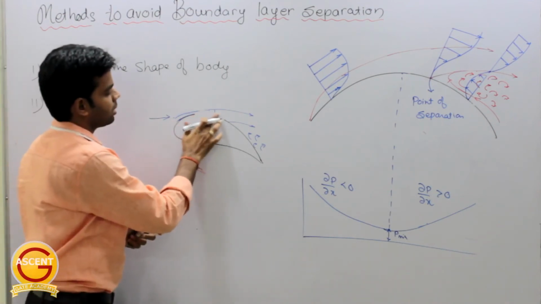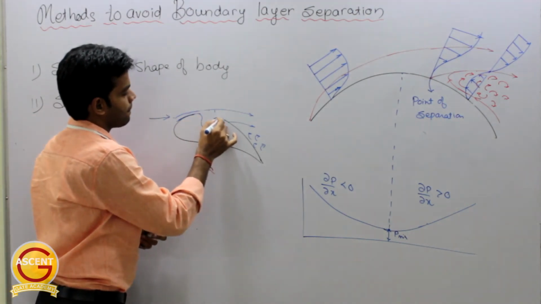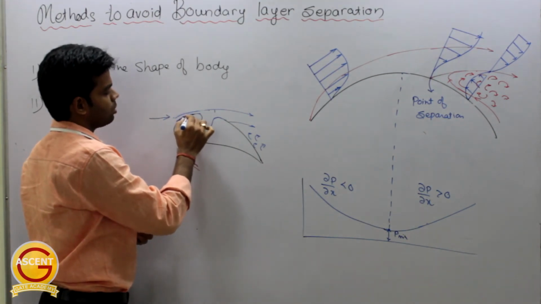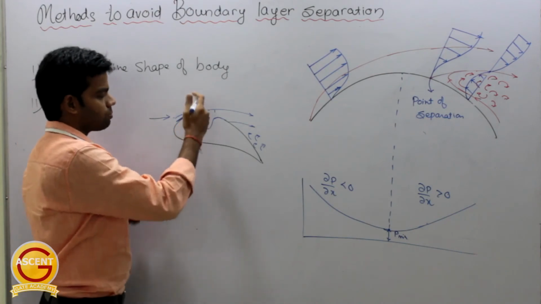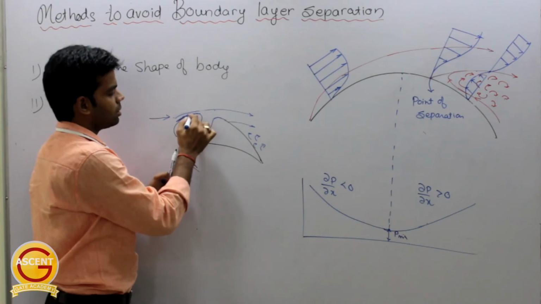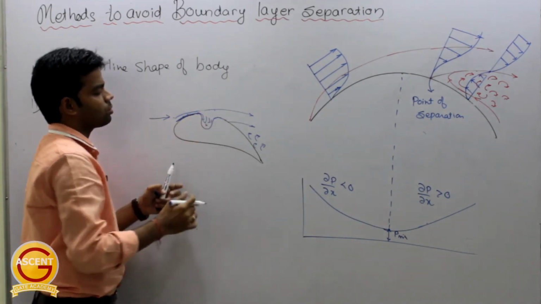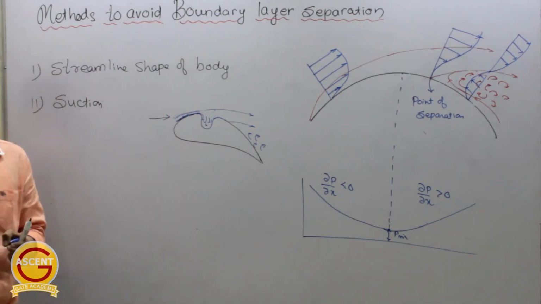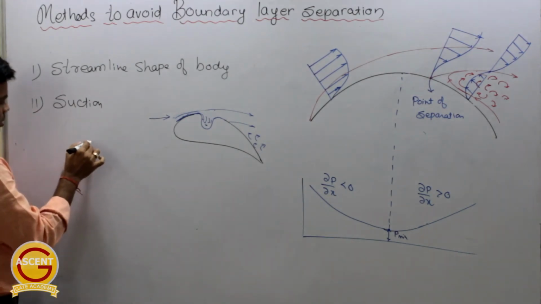We can make a hole here, so that the stream of air which is losing its velocity, instead of transferring its momentum to the preceding layer, will sink in this particular hole. This process is called as the suction. Getting this or not? Okay, so this is called as the suction. So I will draw the figure clearly here.